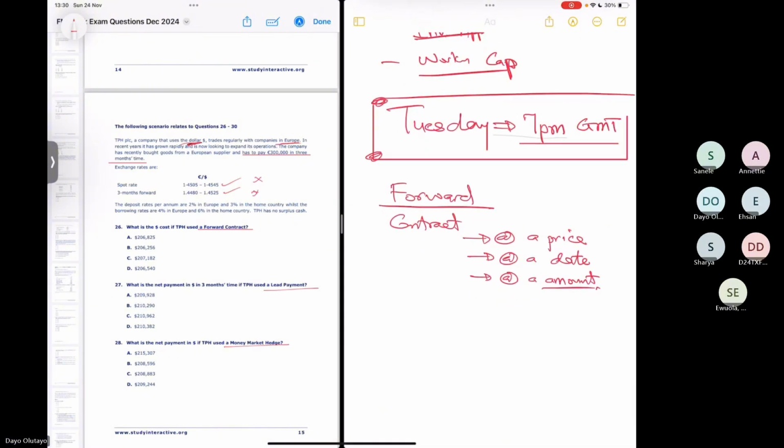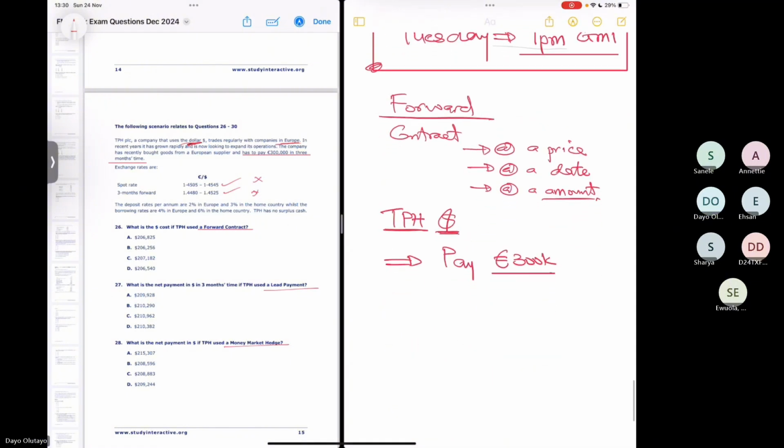However, we have a company, TPH, that's a dollar company. And the situation now is that it needs to pay euro of 300,000. Because it's a dollar company, it doesn't have euro, so it will have to buy this euro. The question is, is he going to be buying at 1.4505 or at 1.4545?